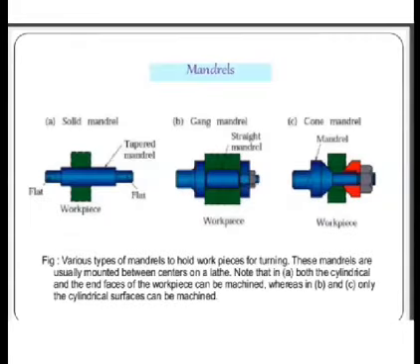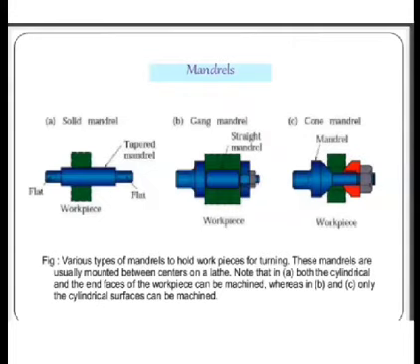Next are mandrels. Mandrels are devices used for holding and rotating a hollow workpiece between the centers which has been previously drilled or bored. The ends of a mandrel are slightly smaller in diameter and flattened to give an effective gripping surface to the workpiece. Here in the figure, different types of mandrels are shown. In that, the first one is the solid mandrel.